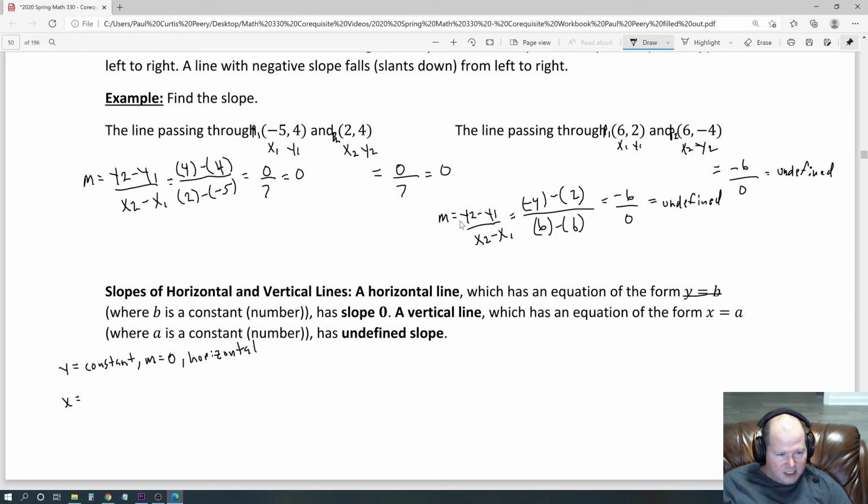Now, if x is equal to some constant, and constants are 1, 2, 3, 4, 5, 6, 7, 8, and so on, right? So those are constants. And the slope is undefined. We know that is a vertical line. And we just want to memorize that.